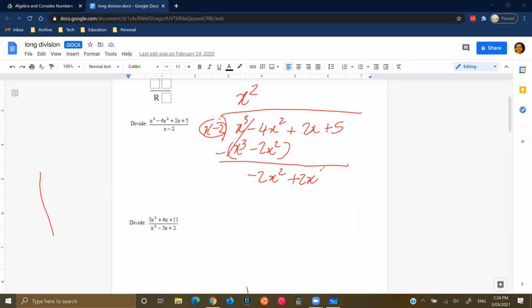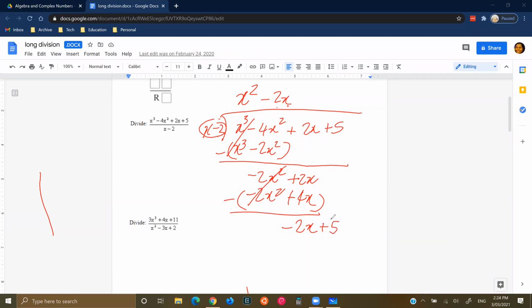Okay, now I'm looking for x times what gives me minus 2x squared, and it's minus 2x. So do the same thing. x times minus 2x is minus 2x squared. Minus 2 times minus 2x will be positive 4x. And then subtract again. That's eliminated. 2x minus 4x will be minus 2x. And now I'm going to bring the next bit down, which is 5.